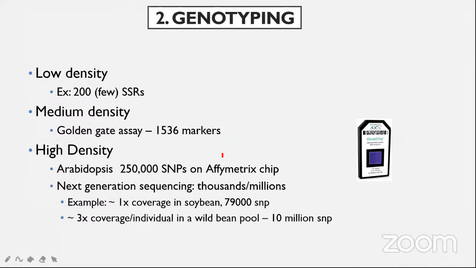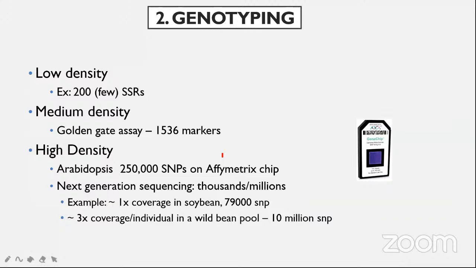The second part of an association mapping experiment is genotyping. Again, based on the crop, based on the resources, and based on the LD, as we already have an estimate of LD based on the plant type and the species, we could go with low density, 200 SSRs or 2000 SSRs, or medium density where you had GoldenGate assays for 1500 markers or so. And then you have high density chips.